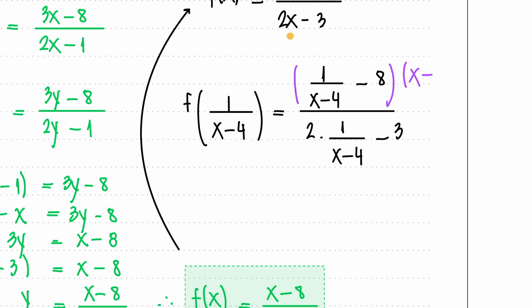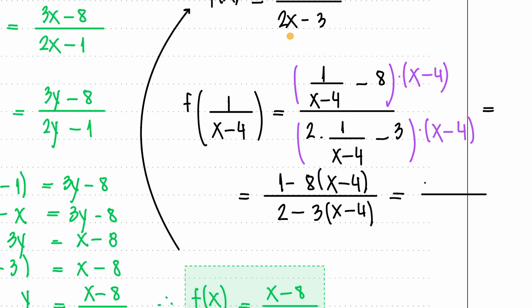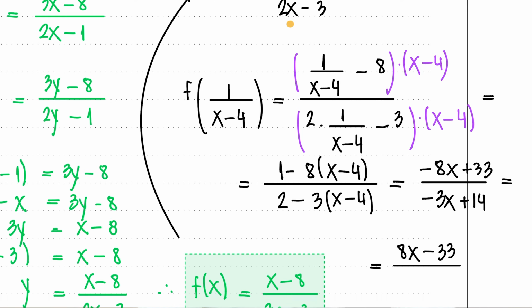We can multiply the numerator and denominator by x minus 4 without compromising the function. We still have the same function, and this gives us 1 minus 8 times x minus 4 over 2 minus 3 times x minus 4. And finally, we get our final answer, which is negative 8x plus 33 over negative 3x plus 14. If you want to write this with the coefficients of x all positive, you can multiply the numerator and denominator by negative 1, which of course is the same solution. So 8x minus 33 over 3x minus 14.